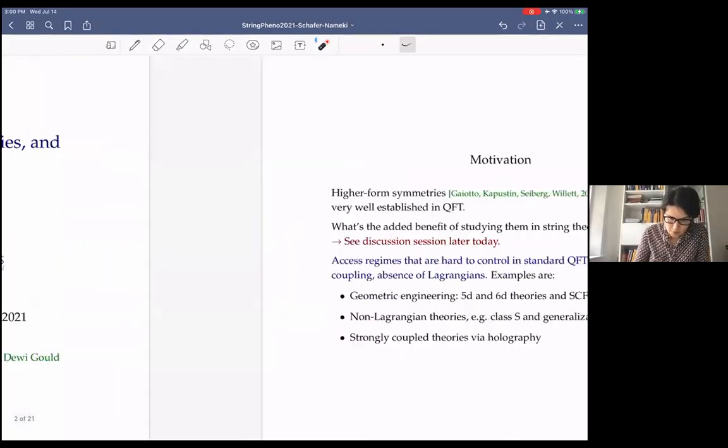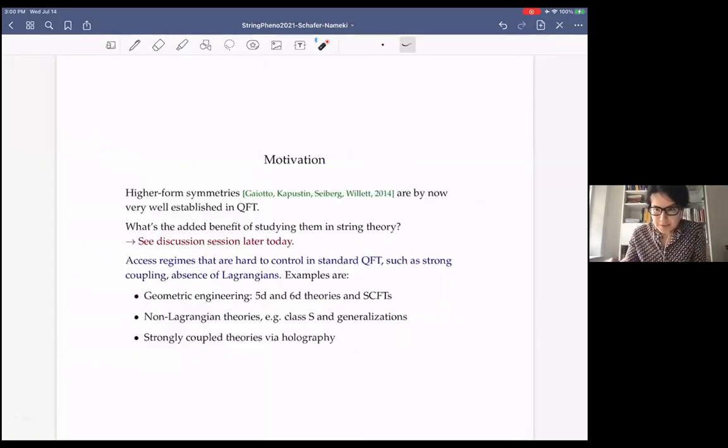And we are totally switching gear. There's no swampland. So if you're a swampland person, this is something different. The motivation is, we've all heard at some point about higher form symmetries, and by now in quantum field theories, they're really well established. So one question you can ask is how we can make use of them in string theory, and maybe more interestingly, what is the point of realizing them in string theory? This class of questions will also be discussed in the session later today.